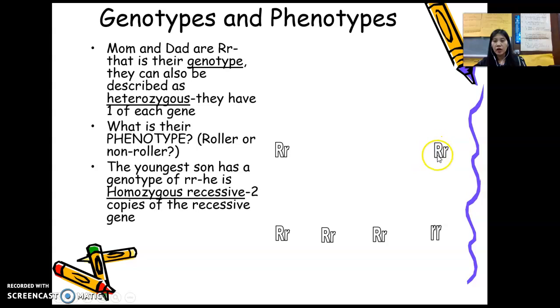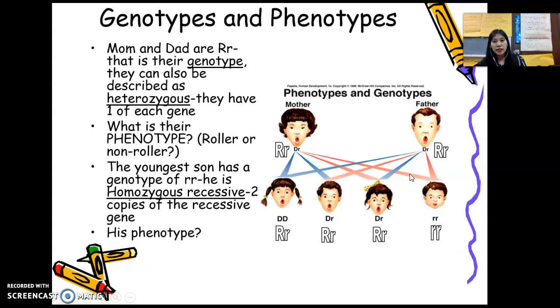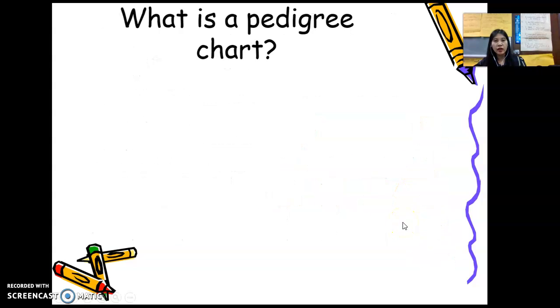So, when Rr is mixed, alright, so what about his phenotype? If we have two small r's here, meaning this son cannot roll his tongue out because that is a recessive gene. Alright, I hope you understand.